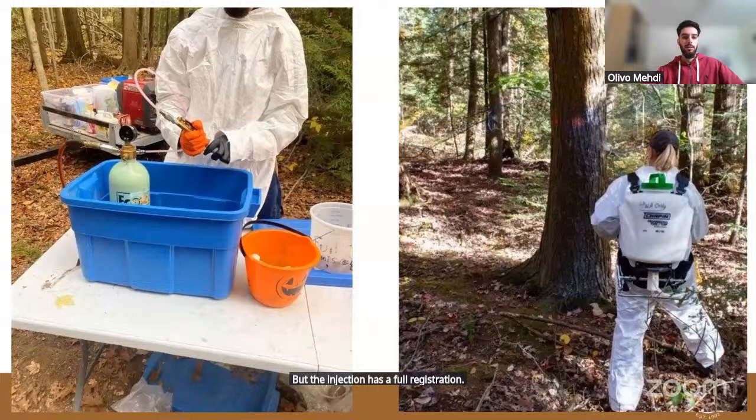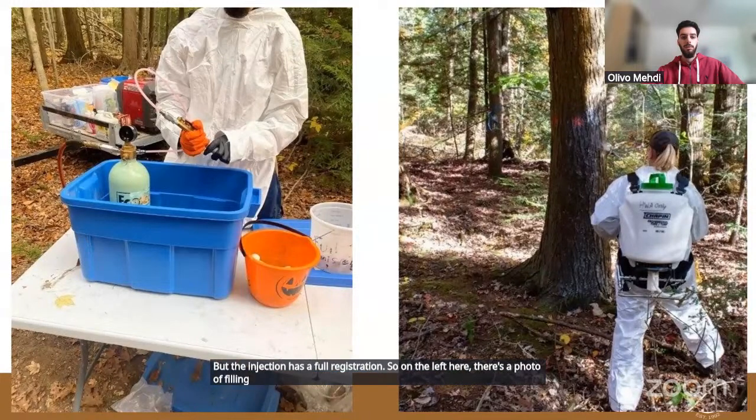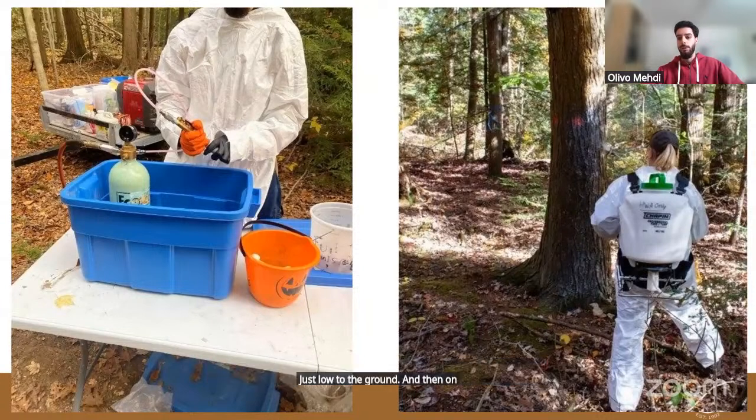So on the left here, there's a photo of filling prep for tree injections. These are canisters we fill via a compressor, and then they get plugged into nozzles that are in holes in the trees, like a reverse maple tap almost, just low to the ground. And then on the right, there's the basal bark spray happening. And this would have been Zytect 2F.